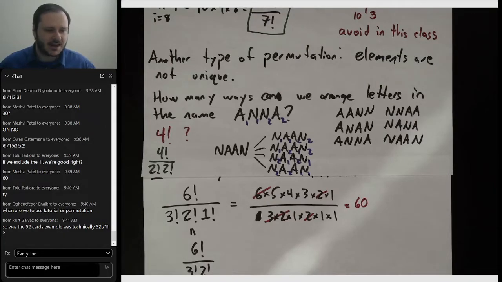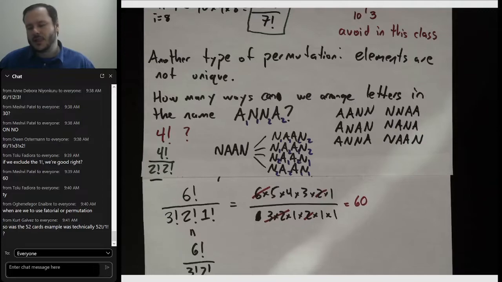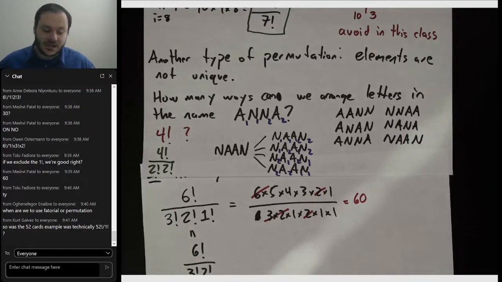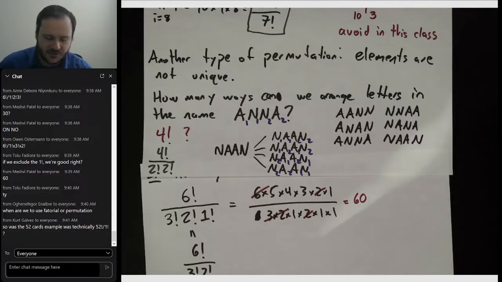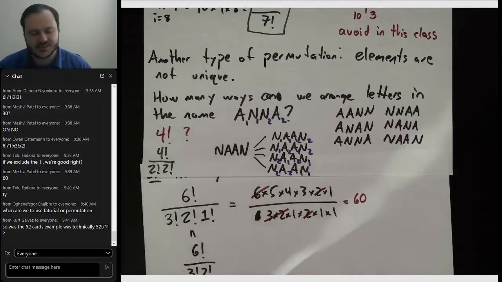Oh, good question in chat. The 52 card example is 52 factorial. In this case, each card is individual, so it would be 52 factorial over 1 factorial times 1 factorial times 1 factorial, 52 times. But actually, in this case, I really just like thinking of it as a permutation. And so for a permutation of distinct elements, just 52 factorial is fine.